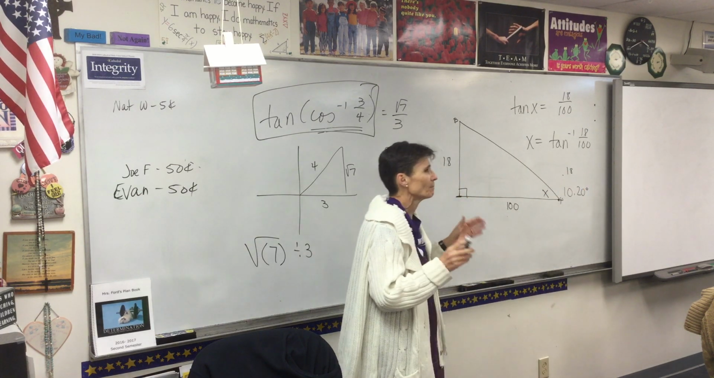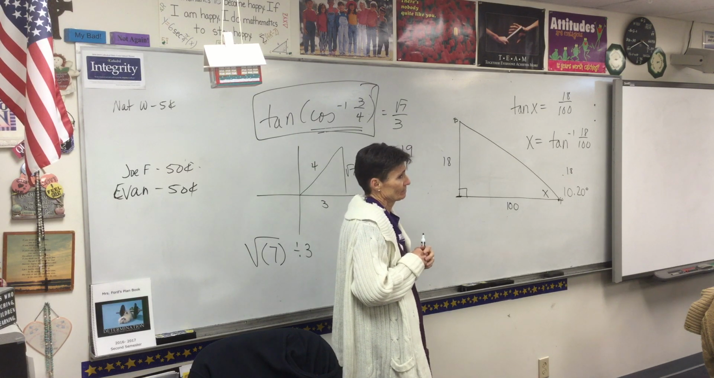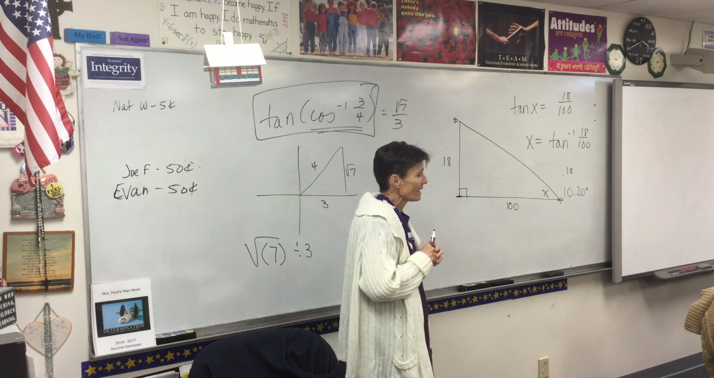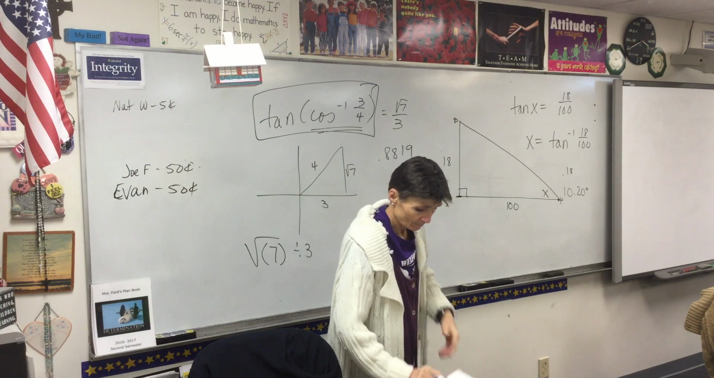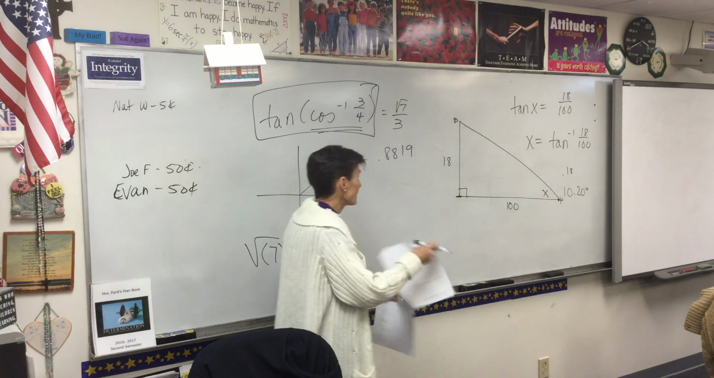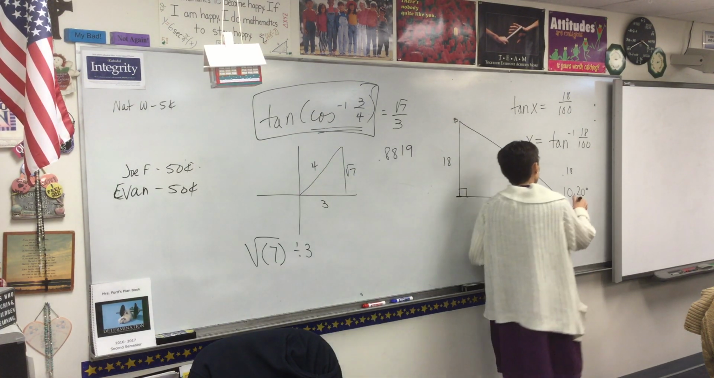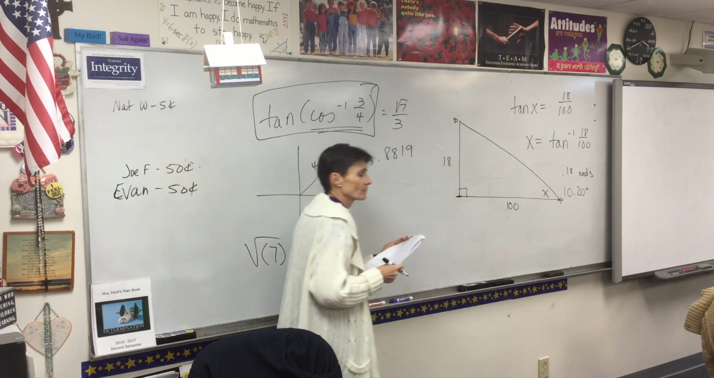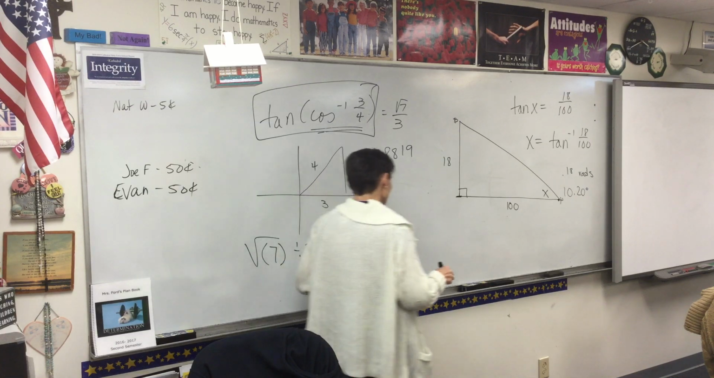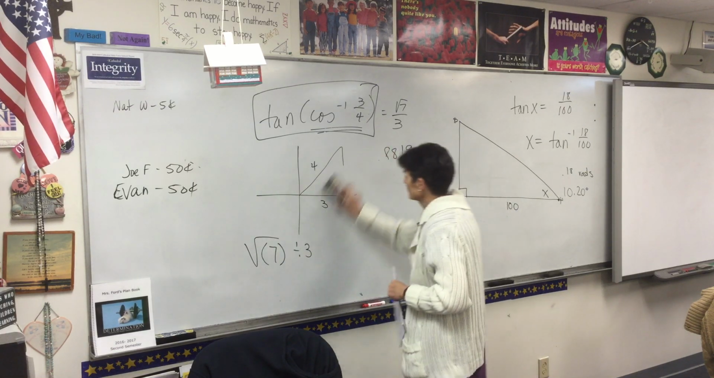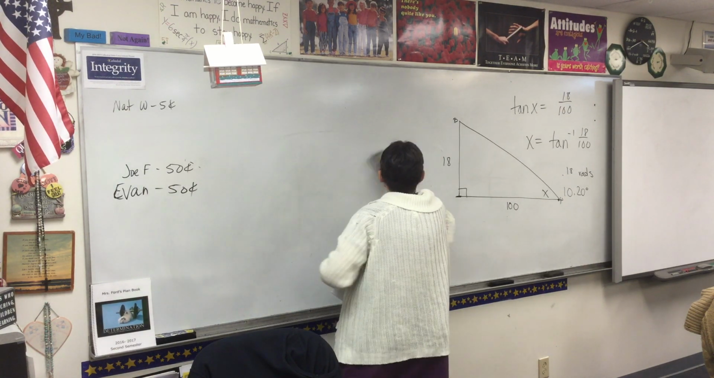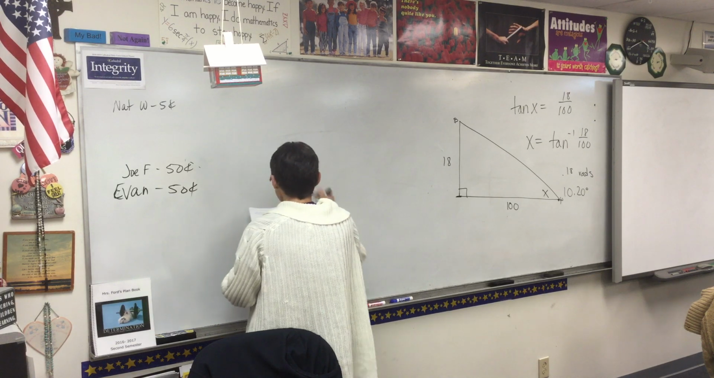Why are we all packing up? It's 8:47. No, it's not time to go, and you are making me mad. So the answer is either 0.18 radians or 10.2 degrees. We're going to do one more problem because you made me really mad. Let's get it. Sorry. What? Where's the mustache?